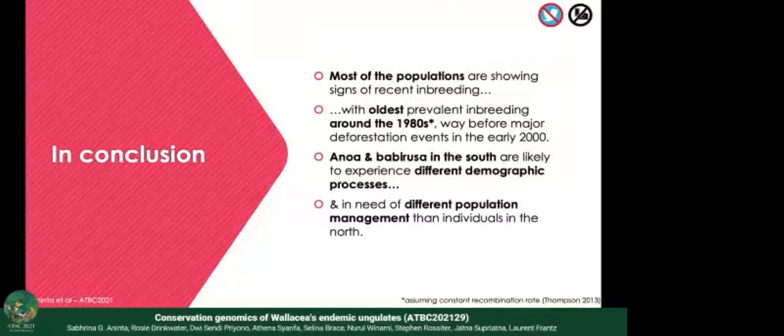Anoa and Babirusa in the south are likely to experience different demographic processes, as you can see how different they are, and are in need of different population management than individuals in the north. So here we have shown that whole genome sequencing could be used to assist population management of these two taxa.